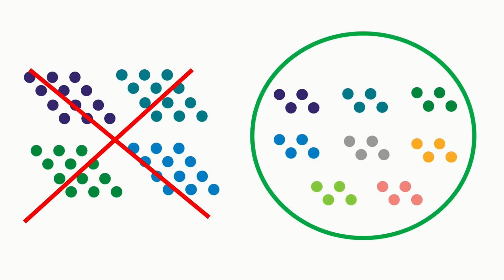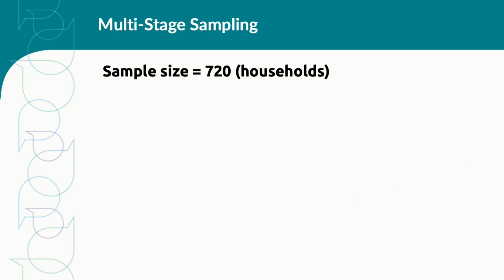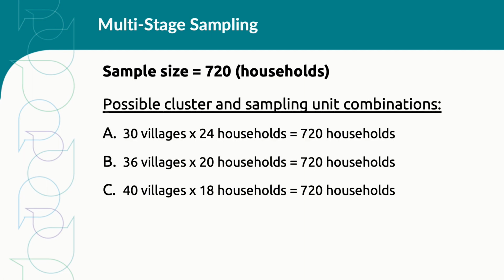As mentioned previously, one way to limit intra-cluster correlation is to sample more clusters with a smaller sample size for each cluster. Let's say our sample size is 720, meaning we want to collect data from 720 households. Here is a list of possible cluster and sampling unit combinations we could use to reach a sample size of 720. Which of these options do you think would best limit intra-cluster correlation?